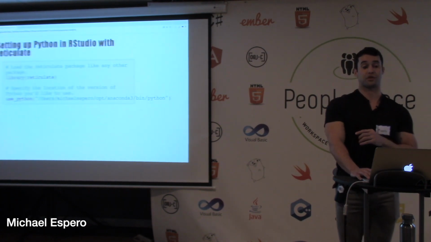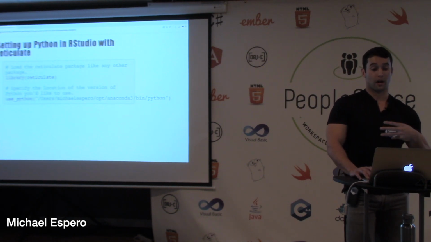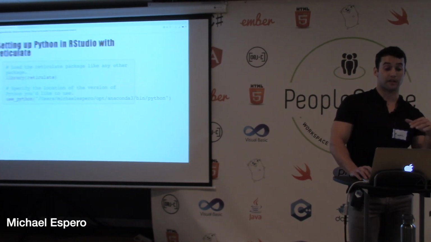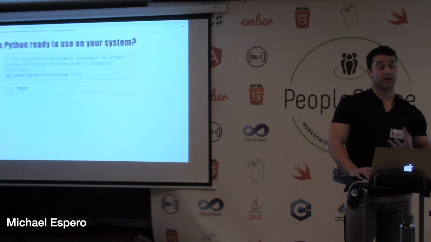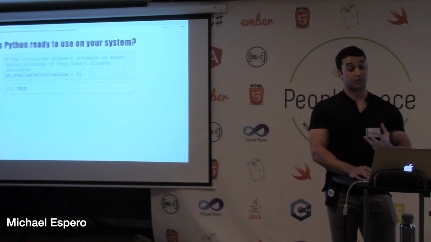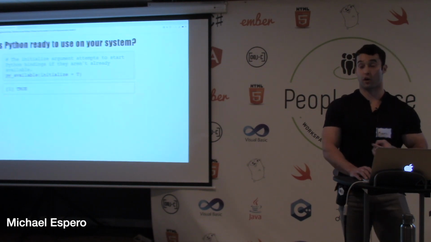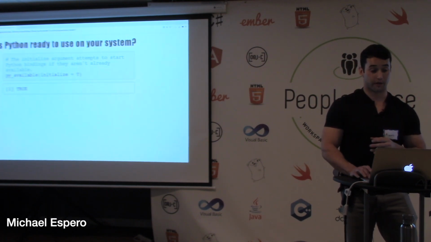Now if we jump over to using Reticulate, we're going to load the Reticulate library, and we're going to specify where the version of Python we want to use lives, and we're going to feed that path into the use_python function. After we do that, we're going to check to make sure that it's available to be used, and we're going to pass TRUE to the initialize argument. Here we're going to initialize, basically start Python if it's not already ready for us.